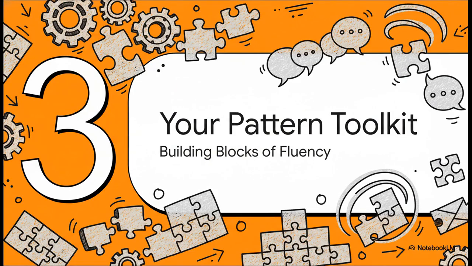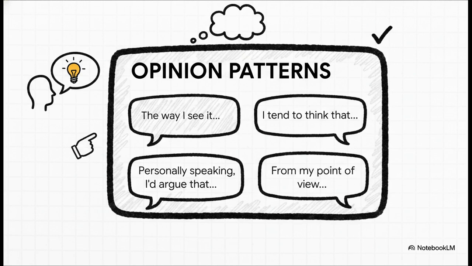All right, so that's the theory. But what does this actually look like when you're speaking? Let's get practical. Let's start building your very own pattern toolkit. These are the real tools you're going to use. First up, let's talk about opinion patterns. So instead of just saying I think over and over again, you've got this whole menu of other options. Using a phrase like the way I see it or I tend to think that sounds way more natural, and here's the bonus, it buys you a split second to organize the rest of your thought.